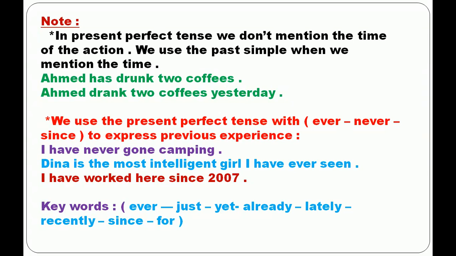We use the present perfect tense with ever, never, and since to express previous experience. I have never gone camping. Dina is the most intelligent girl I have ever seen. I have worked here since 2007. The key words of the present perfect are ever, just, yet, already, lately, recently, since, and for.